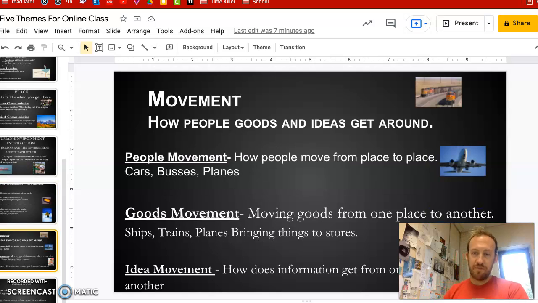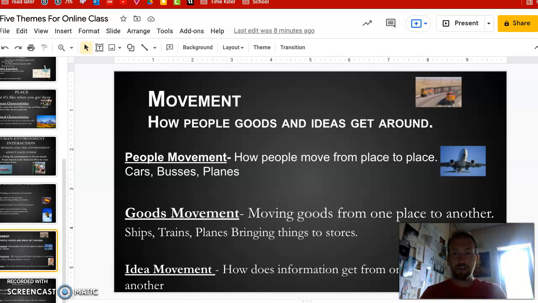Next one is movement. This is a really easy one to understand, but it's just how do things move around? So we look at the movement of people. How do people get from place to place? We look at the movement of goods. Goods are all the things that we buy and use. So if you go to Target, for example, how did all that stuff actually get there?